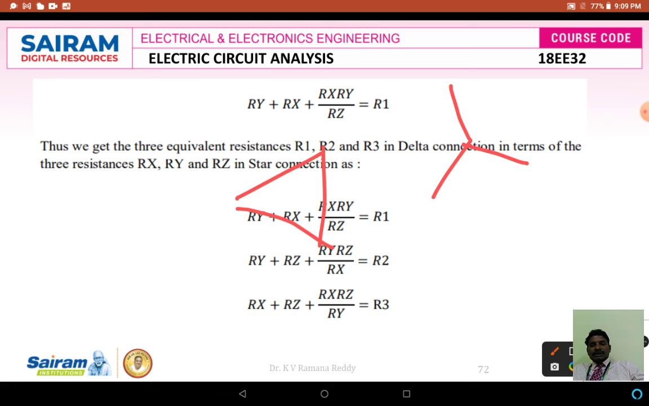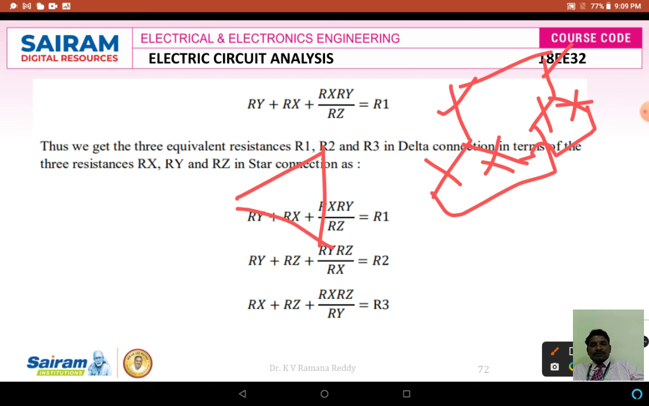When a star is connected again to a star, two stars are connected together. Then this resistance, this resistance, this resistance, this resistance, this resistance and this resistance are in parallel, and it is easy to find the ultimate answer.